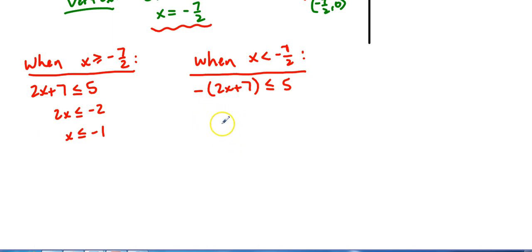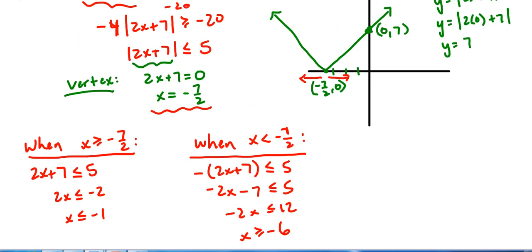My other possibility is going to be -2x minus 7. Make sure that you distribute that negative to both. That's less than or equal to 5, so I get -2x is less than or equal to 5 plus 7 on both sides, which is going to be 12. And then I got to divide by a negative here, so I get x is greater than or equal to -6. So here are my two possibilities. These are the two intervals.